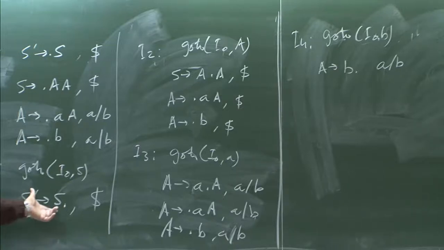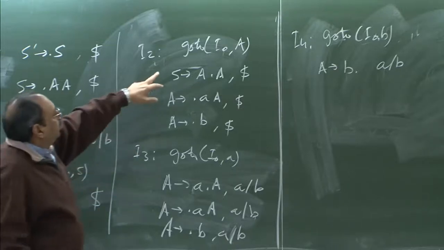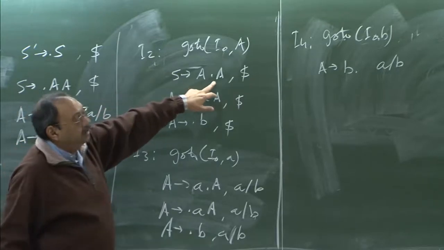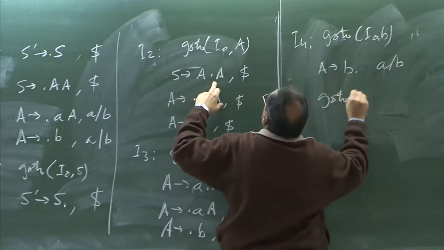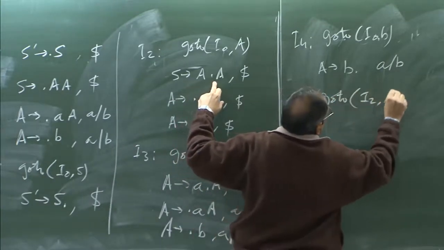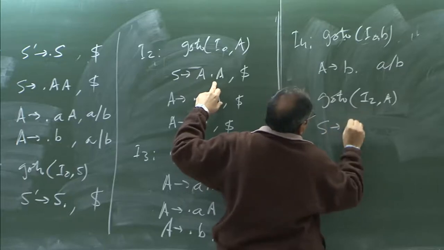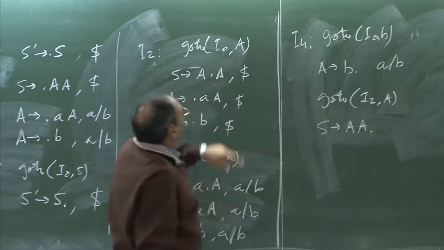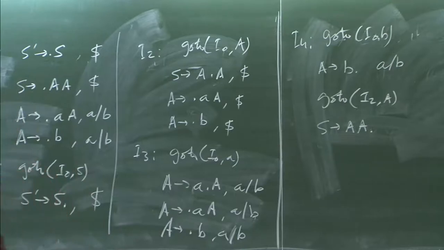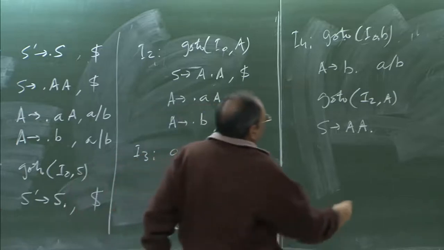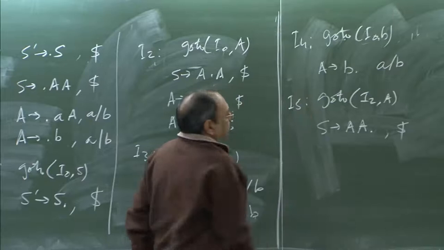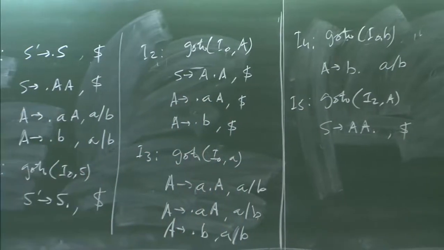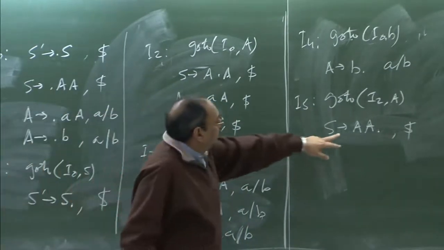I cannot do any transition on I1 here. Then I come to I2. So the first thing I notice is I can do a transition on A. If I do a transition on A, let me call it go to of I2 on A, and this gives me A goes to A A dot. And what is the look ahead now? Dollar, because I just need to carry it along. I don't have to compute anything. Let me call this I5. Okay, and I cannot add anything more to this.